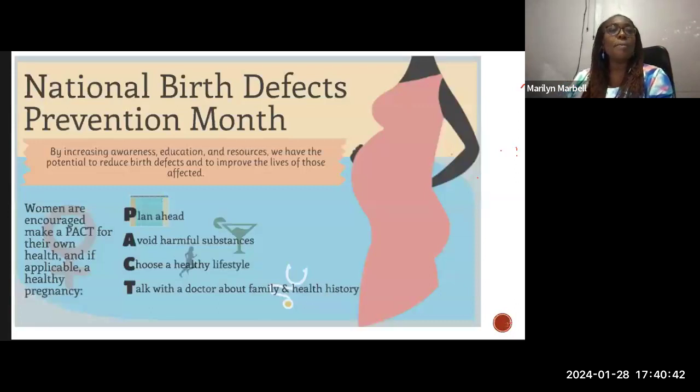So there's something called the PACT. Women are encouraged to make a PACT for their own health, and if applicable, a healthy pregnancy. So plan ahead, avoid harmful substances, choose a healthy lifestyle, talk with a doctor about family and health history. So make a PACT. Remember this one, make a PACT. Okay. If there are men here, make a PACT for your woman. If you are a woman, make a PACT for yourself.